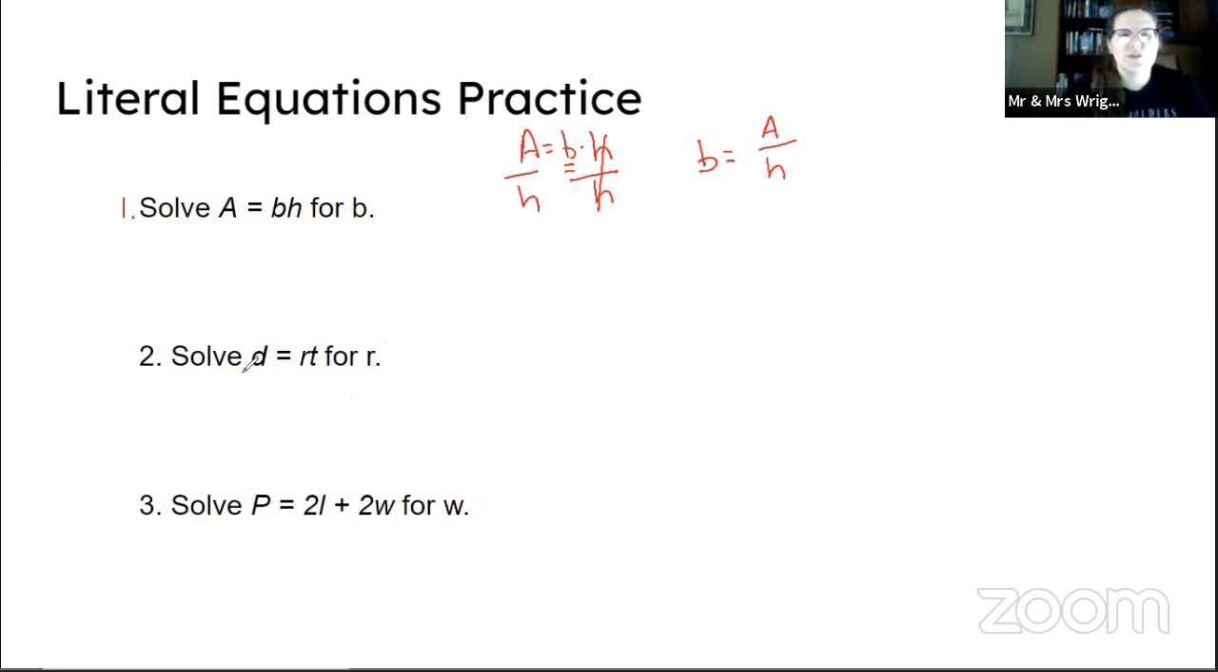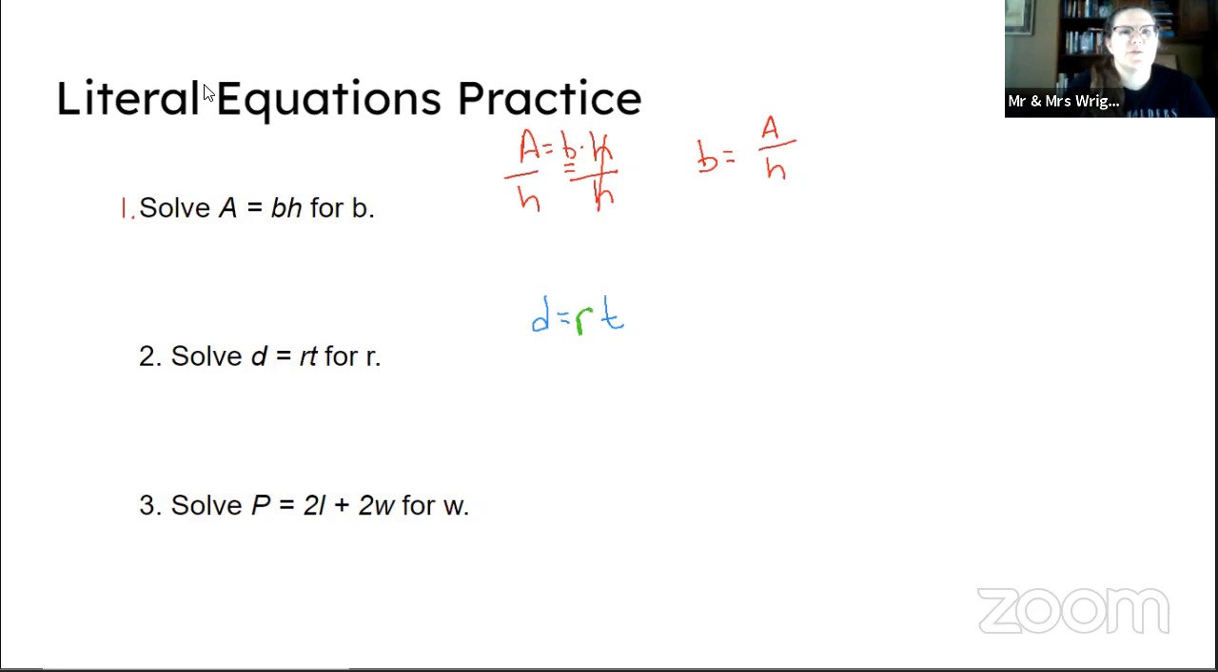Okay, with number 2, we're going to solve this equation, d equals rt. We're looking for distance, rate, and time for r. So if we're given the distance and we're given the time, but we don't know what our rate is, this would be a way to solve it. So we're solving for r. Matter of fact, I want to write this in a different color, just so I can remember that I'm solving for r.